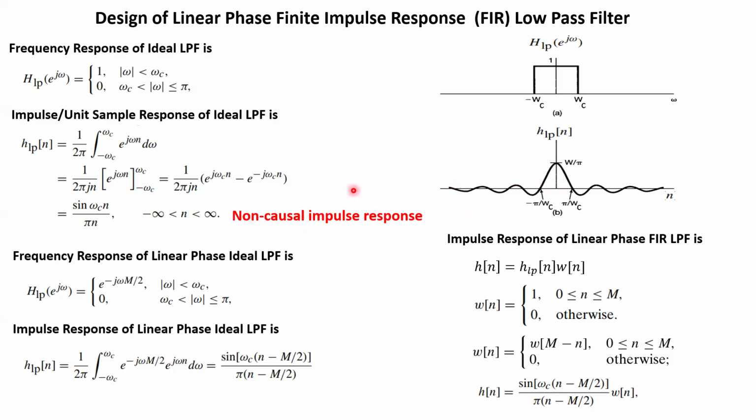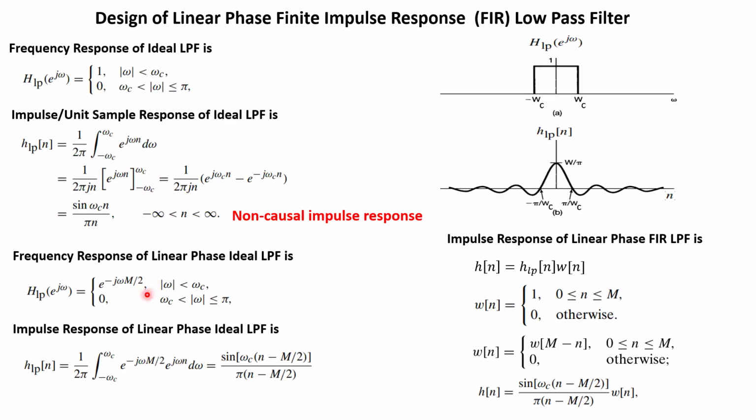Because it also exists for n less than 0, this is a non-causal impulse response. Now if you also add the linear phase response to this ideal low pass filter, the frequency response of the linear phase ideal low pass filter is represented by this equation. Here H_LP(e^{j omega}) is given by e to the power minus j omega M by 2 within the pass band of your filter. This M by 2 is the delay provided by your filter, so M by 2 samples of delay will be provided by this filter.